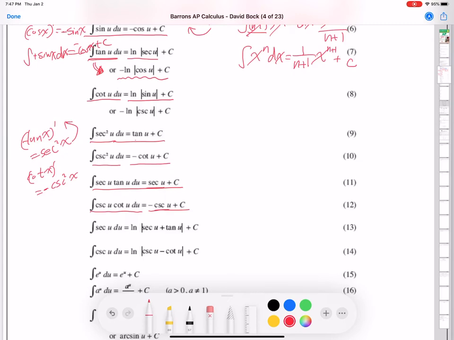Okay, there are another couple of new formulas. Integral of secant x and then cosecant x. Integral secant u du is ln absolute value secant u plus tangent u plus c. Cosecant u's integral is ln absolute value cosecant u minus cotangent u. It is plus, it is minus.